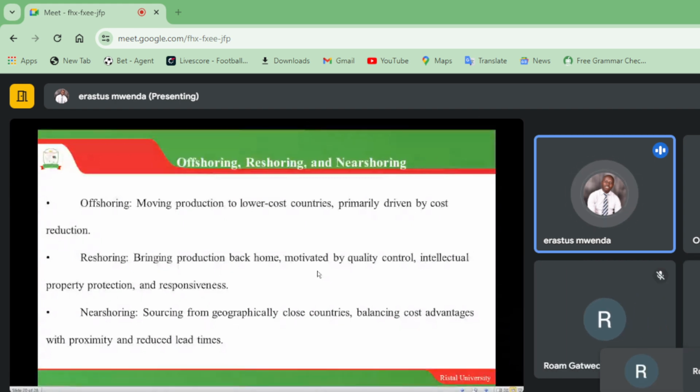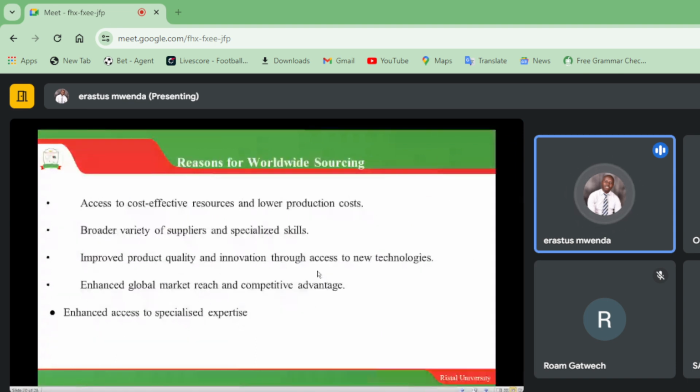So when you are nearshoring, you're trying to do manufacturing in a location that is closer. I would like you also to do research on these three terms so that you can understand them better. Now, reasons for worldwide sourcing.